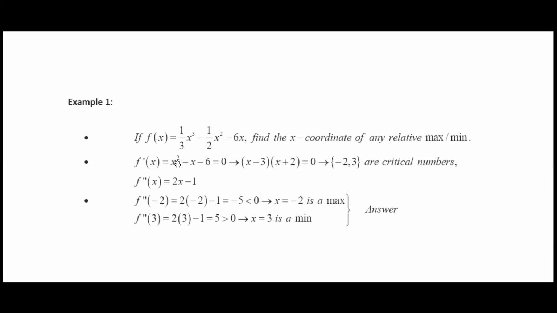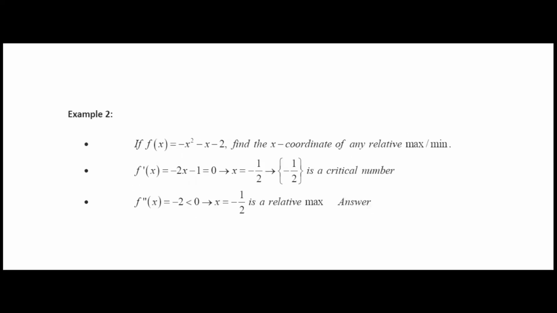So we take the second derivative, which is the derivative of this, which is 2x minus 1. We put in -2, and when we do, we get -5, which is less than 0. Based on the second derivative test, if the second derivative is negative, it's a relative max. Then we put in 3 and we get +5, that's greater than 0. That means x equals 3 is a relative min, and we are finished with that example.